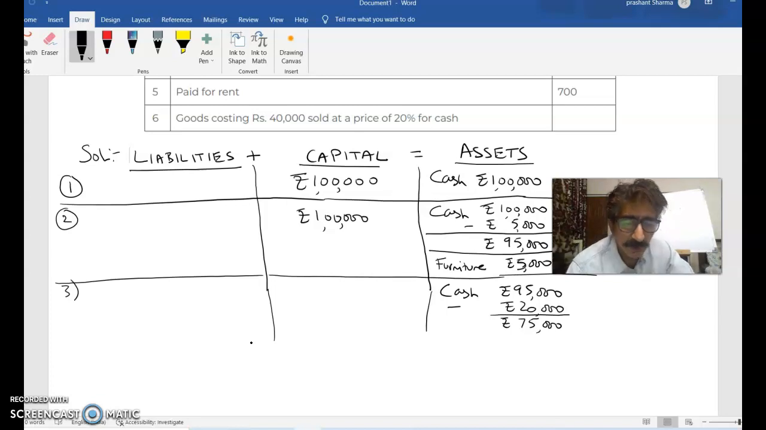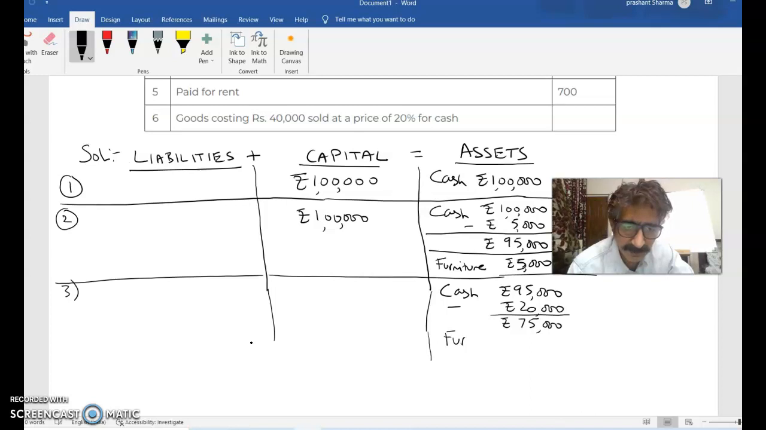75,000. Now what are goods? Goods are things or items in which a businessman deals. Example, for a chemist, medicines are goods. For a bookseller, books are goods. They deal in these items. They buy these things to sell and make money.